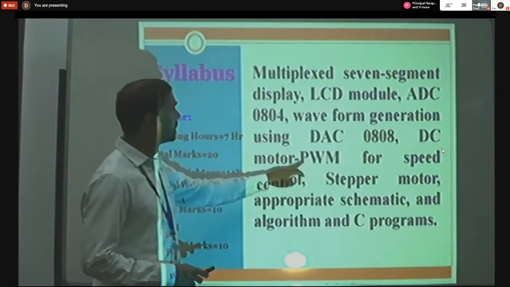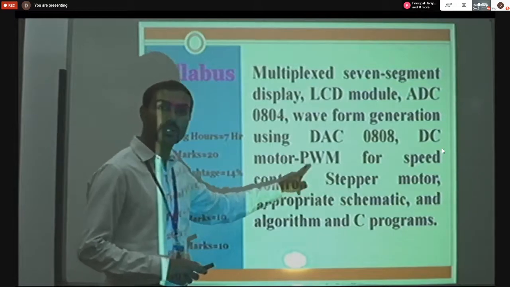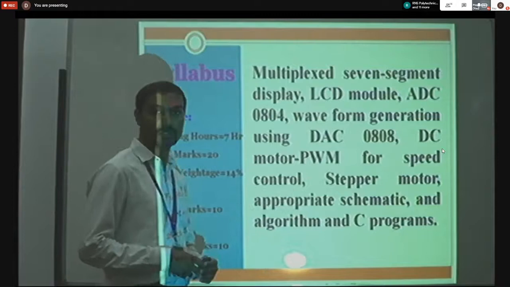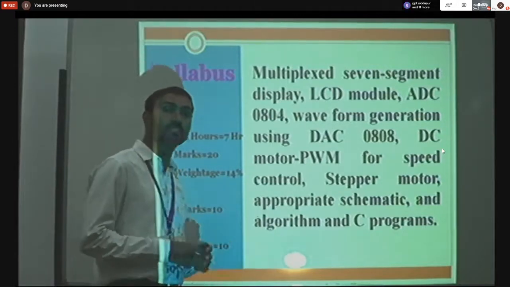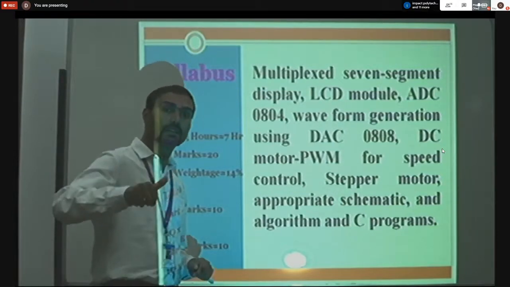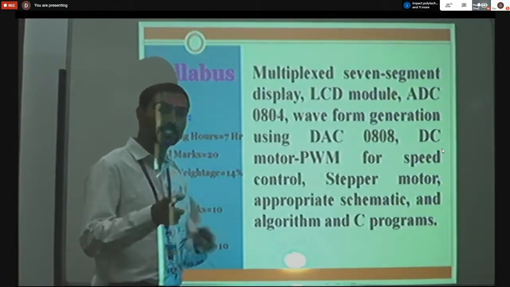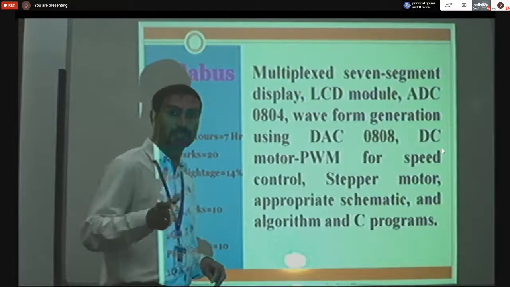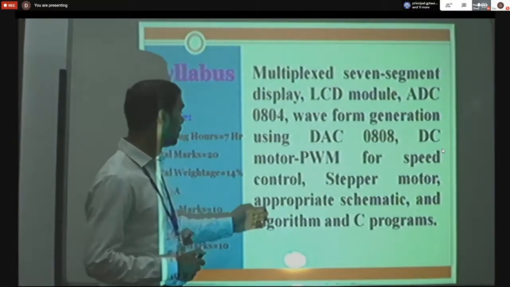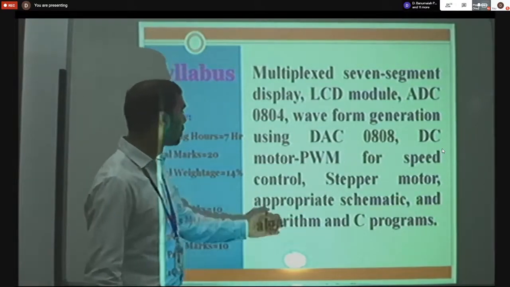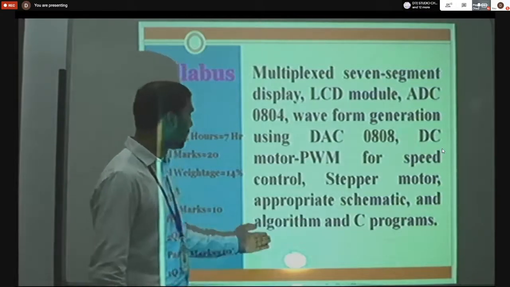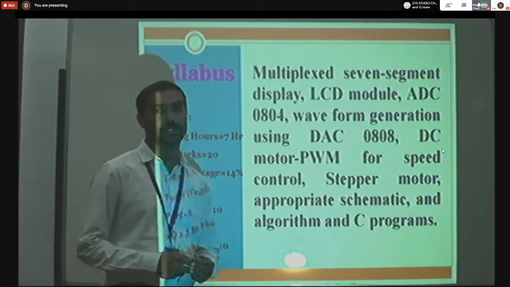DC motor, pulse width modulation. With the help of pulse width modulation, how to control the speed of the DC motor. Similarly, stepper motor. The main difference between the DC motor and the stepper motor is that a DC motor does not have any step angle. It does not rotate in terms of steps. But a stepper motor rotates in terms of steps. Each and every step has its own angle. That angle is called the step angle. So here, stepper motor and appropriate schematic. Schematic is nothing but the circuits, algorithm and C programs.